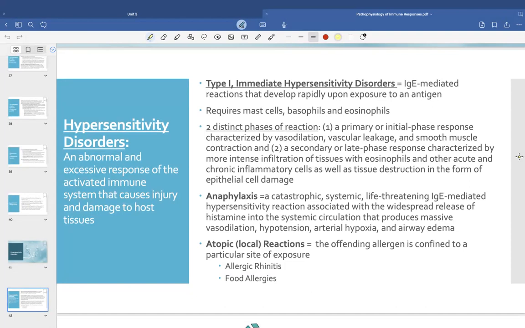And yes, it requires mast cells, your basophils, EOs. What you should know, and this is important from an emergency medicine standpoint, is there are two phases of the reaction. You have your primary initial phase, and then there's always a secondary or late phase response.